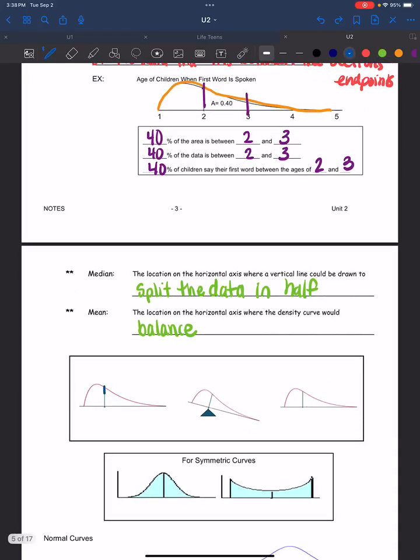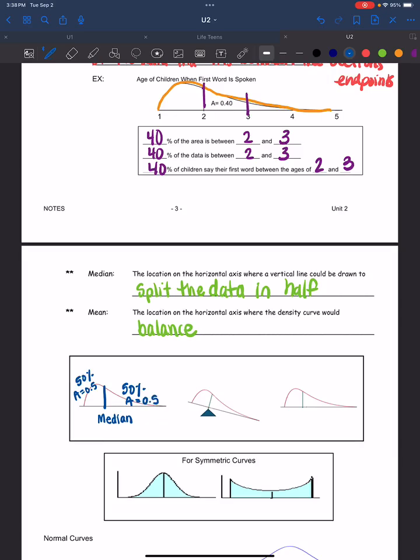This right here would be where we split the data in half. So this would be the median, where we'd have 50% of the data over here and 50% of the data over here. Or maybe you could say that the area under the curve is 0.5 on this side, and the area under the curve on this side is 0.5.